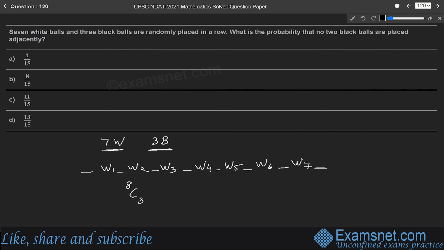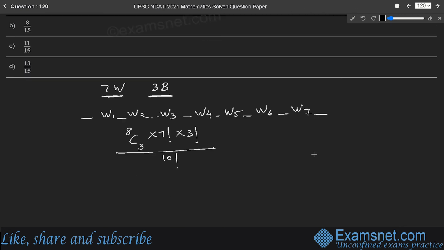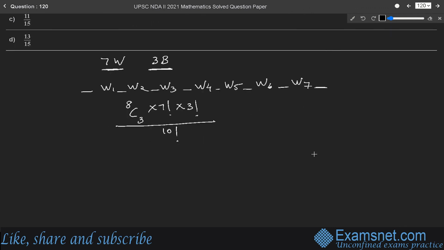Total number of white balls is 7, so it will be 7 factorial, and total number of black balls is 3, so it will be 3 factorial. And total number of all the balls is 10 factorial. So I hope it is clear to you, because whenever we keep the black balls between white balls then they will not be adjacently placed.